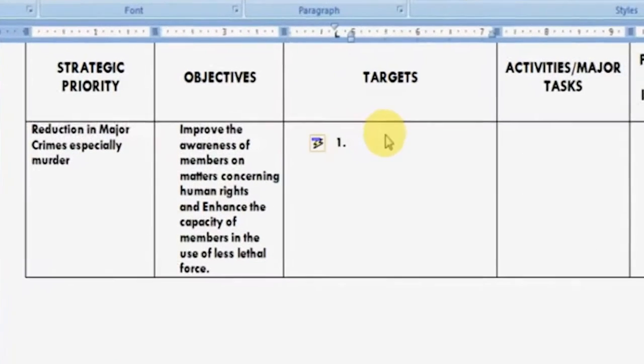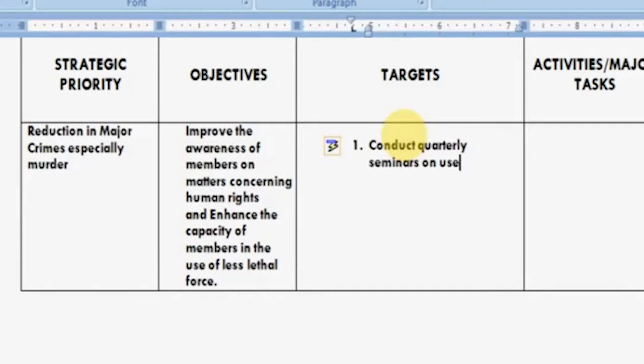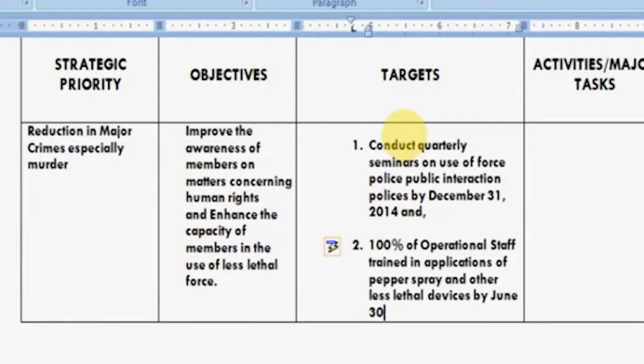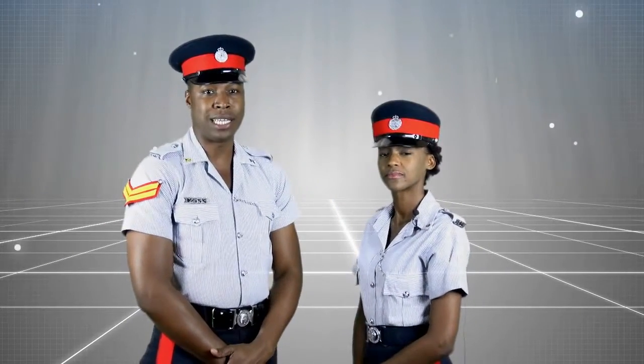As it relates to the objectives derived from the strategic priority of upholding human rights, some targets could include: 1. Conduct quarterly seminars on use of force and police public interaction policies by December 31st, 2014, and 2. 100% of operational staff trained in application of pepper spray and other less lethal devices by the 30th of June 2014. Point to note, the targets will not make sense if they are not SMART. This brings us to our performance indicators.